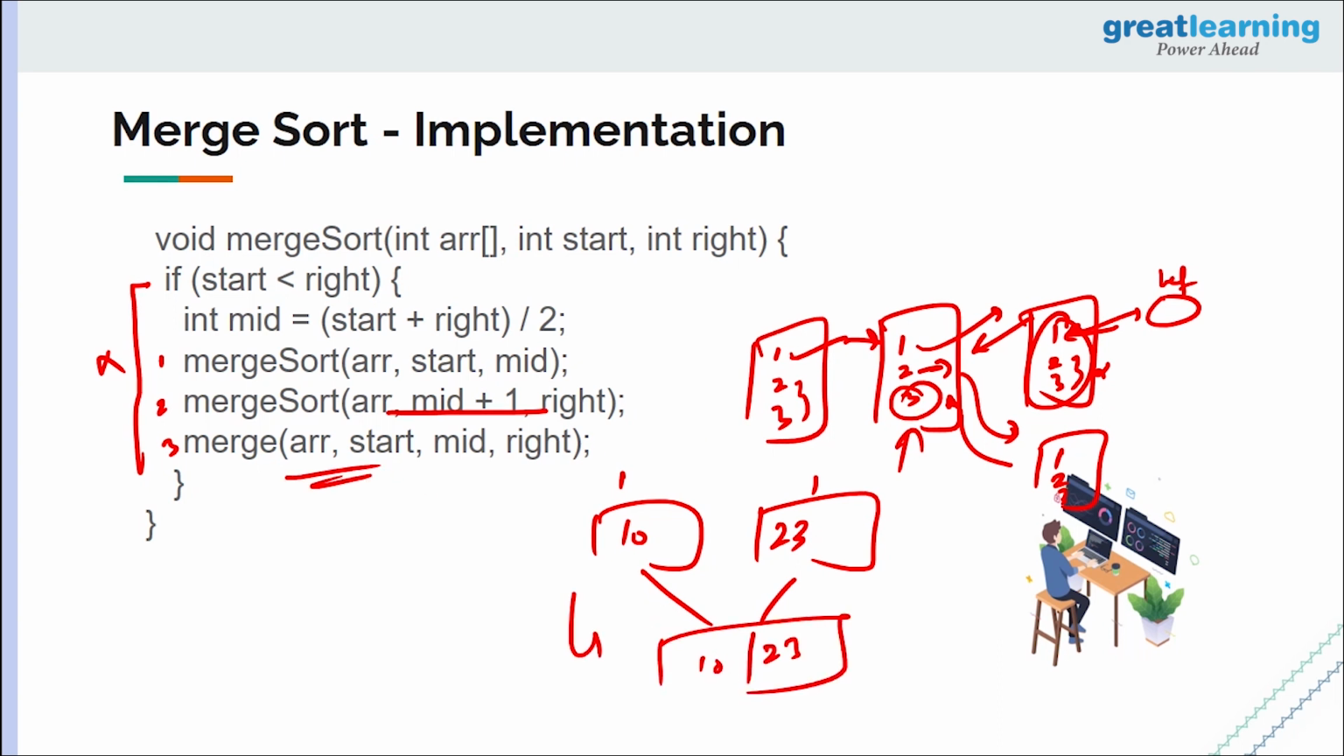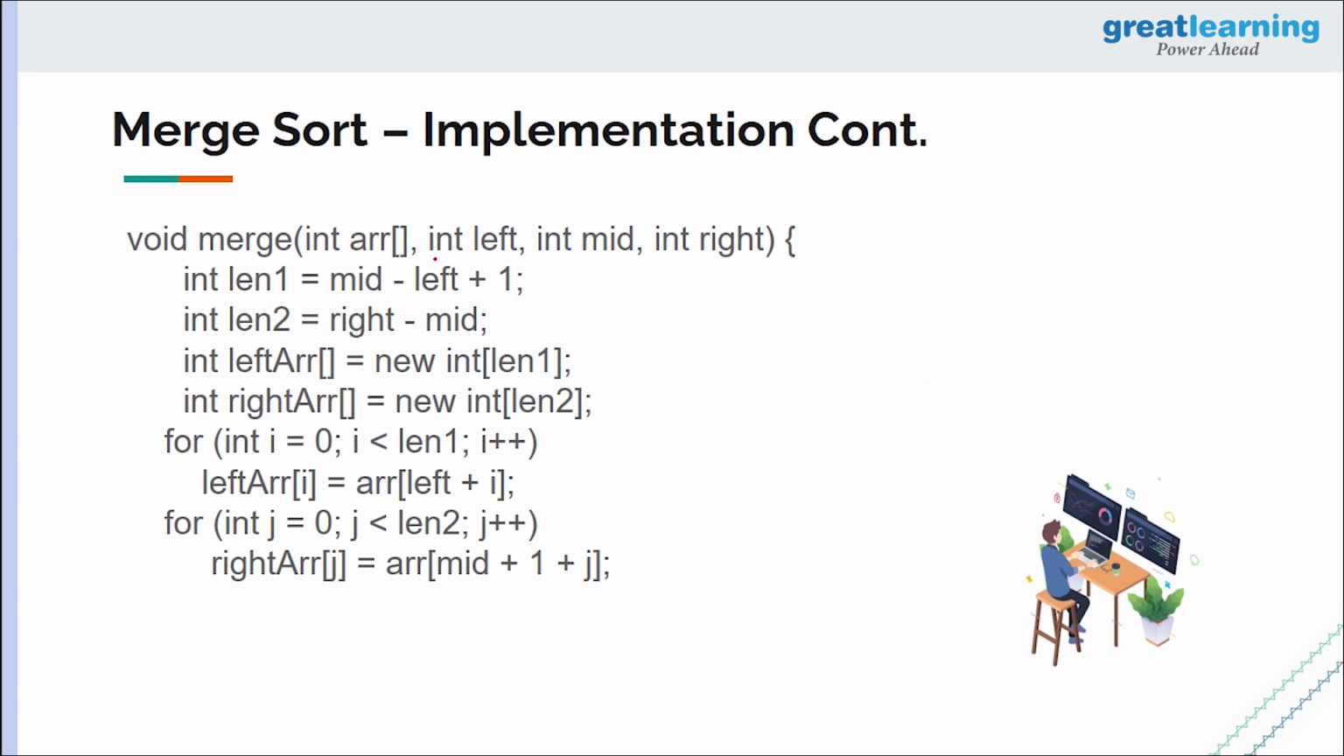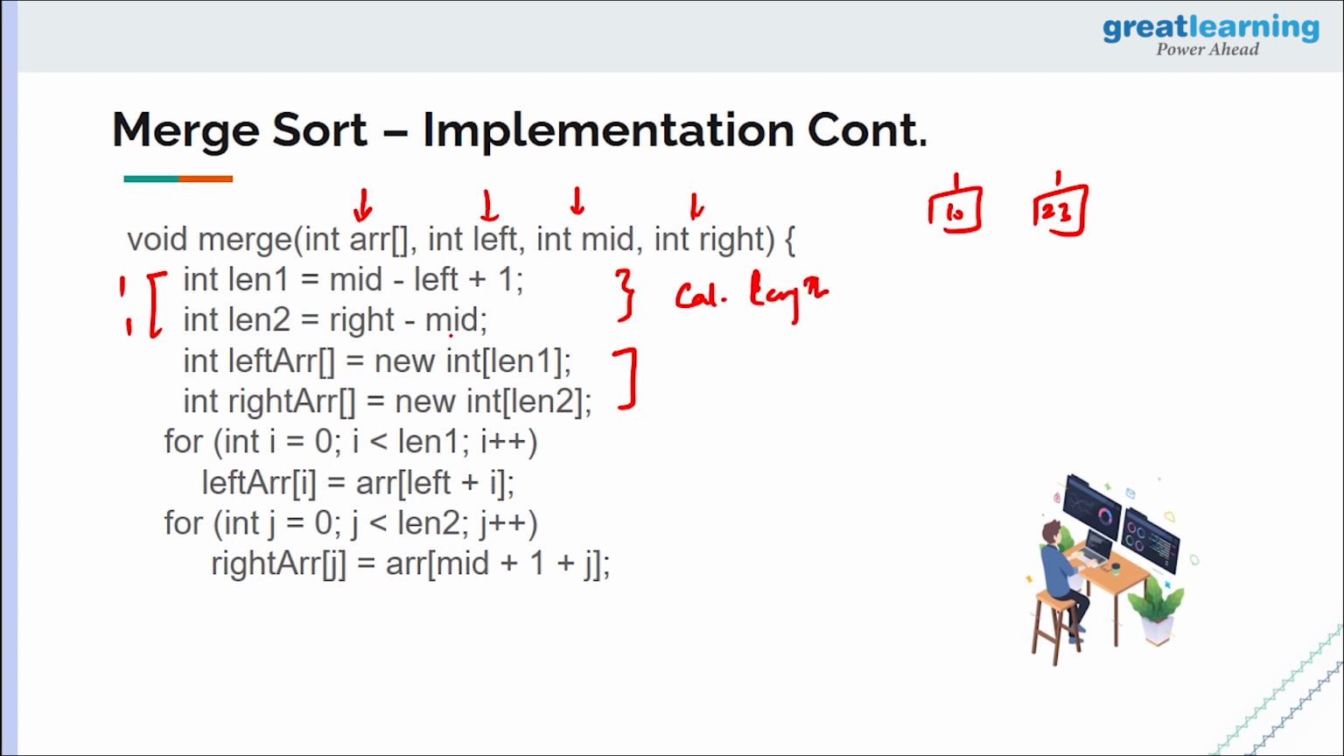Now let's look at how you can merge these two elements. In the merge method, you will have 4 arguments: the array, the left pointer, the middle index, and the right index, that is your endpoint. So in the first case, wherein you have only 1 and 1 elements, that is single elements, 10 and 23, you will calculate your lengths with this formula. We can calculate these lengths and it will be 1 and 1, right?